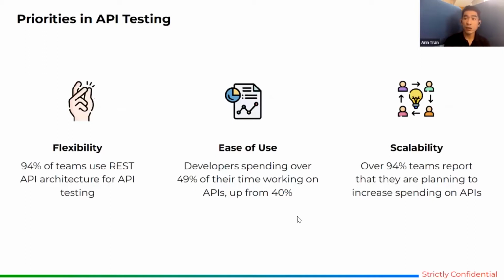So when we talk to quite a few teams who are doing API testing, there are three main properties that often come up. First is flexibility. Teams want an easier way to write new API tests. They also want the ability to switch between REST and SOAP API should they want to. In fact, 94% of teams are using REST API architectures for API testing at the moment.